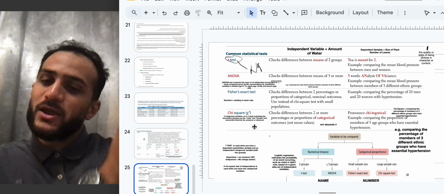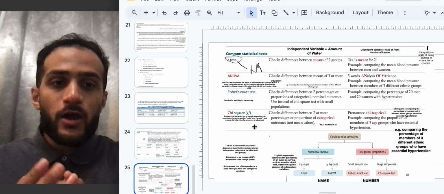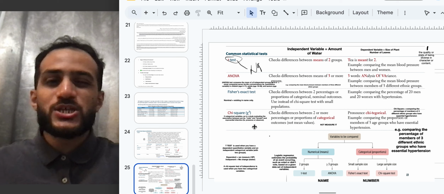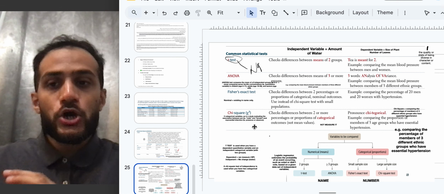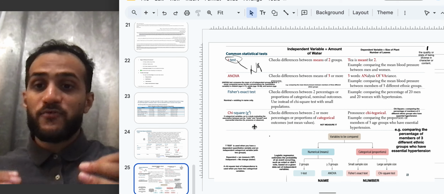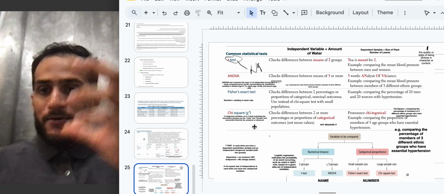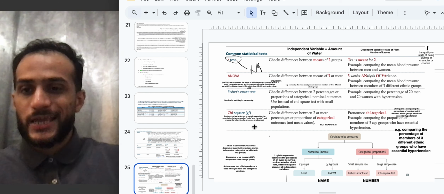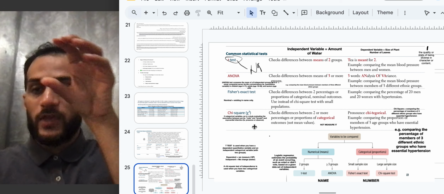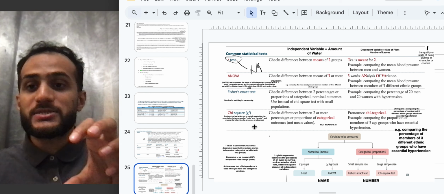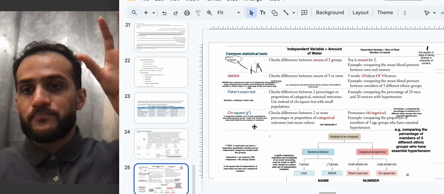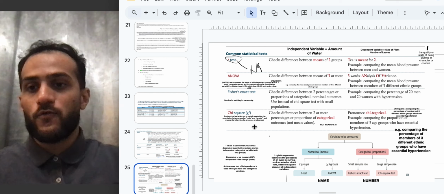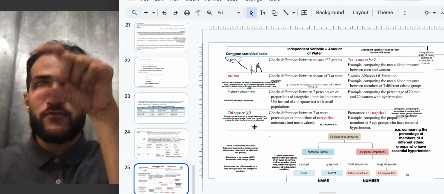ANOVA is a little bit bigger. It's analysis of variance. That's going to be usually three means or more. So that's going to be, like we said before, the average blood pressure of men and women. We can just say like this: average blood pressure of Asians, Caucasians, Africans, and Europeans. So that's going to be ANOVA, because we're looking at means of different groups.